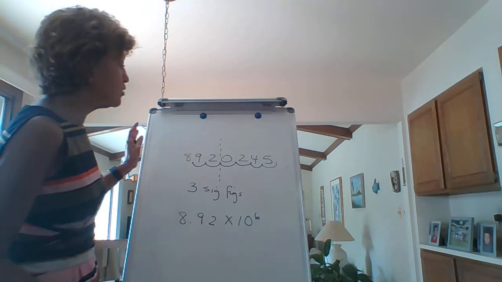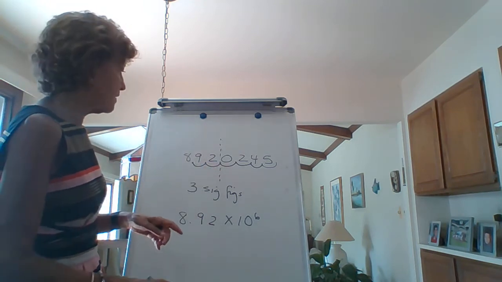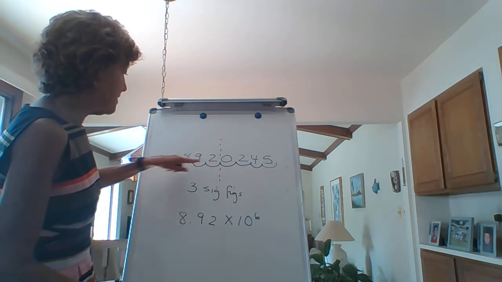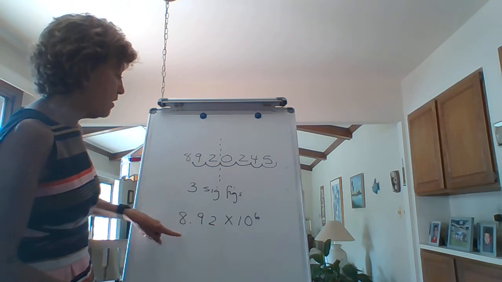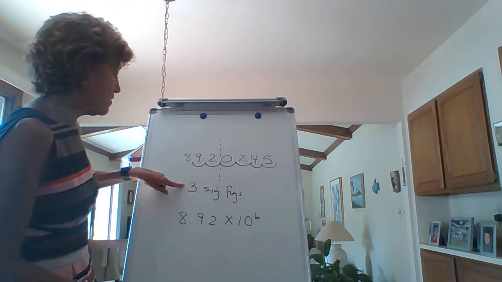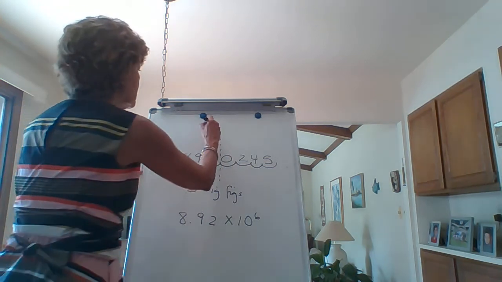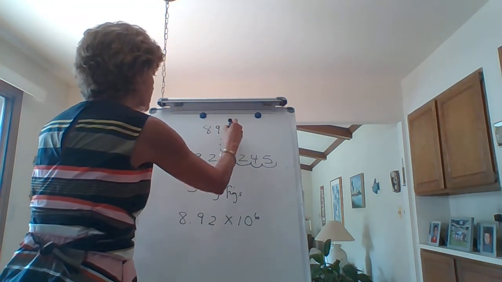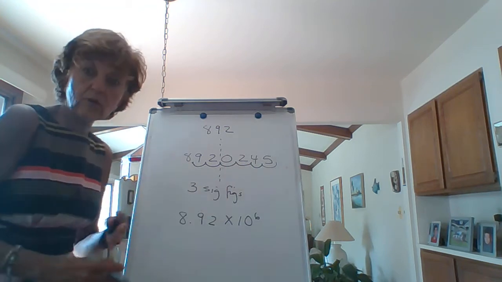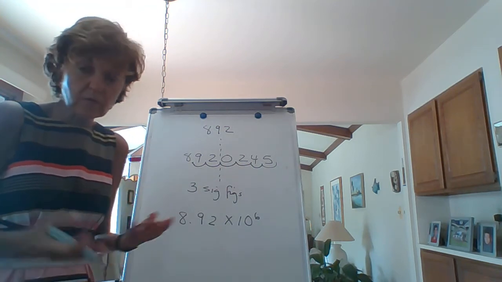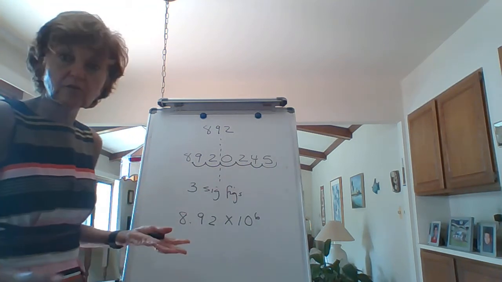Look at what we did. We dropped all the not significant digits, and we kept these 3 because these are the 3 sig figs that we want at the end. Notice if we had just done this, 892, and just dropped the rest, that would be completely illegal. That would make absolutely no sense. You're not allowed to do that.